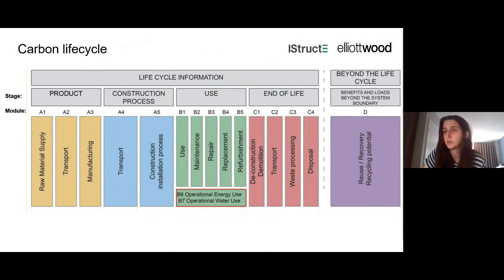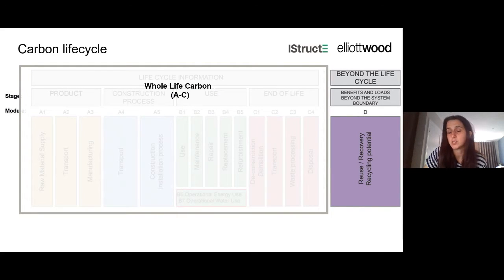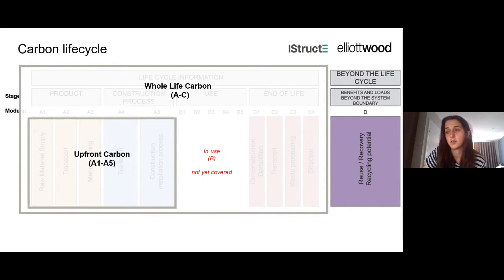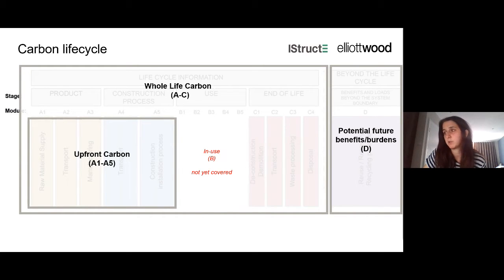So before I run through the tool in detail, I just wanted to recap carbon lifecycle modules and explain that our tool currently covers modules A to C, but it doesn't currently include in-use module B, largely because the tool is aimed at structures and the structure doesn't have a huge impact on in-use module B. So we can talk about whole life carbon A to C by excluding B, upfront carbon A1 to A5, and we also report module D separately.